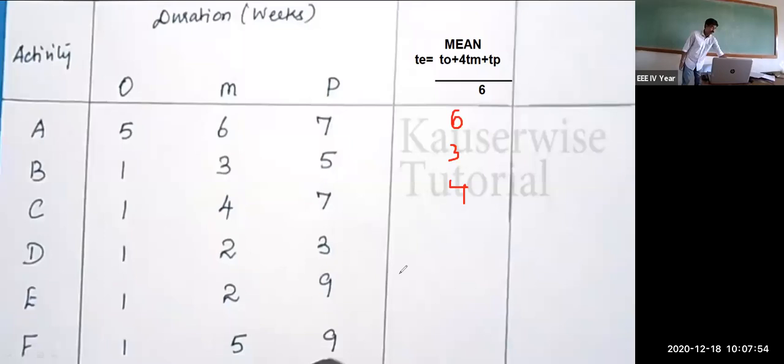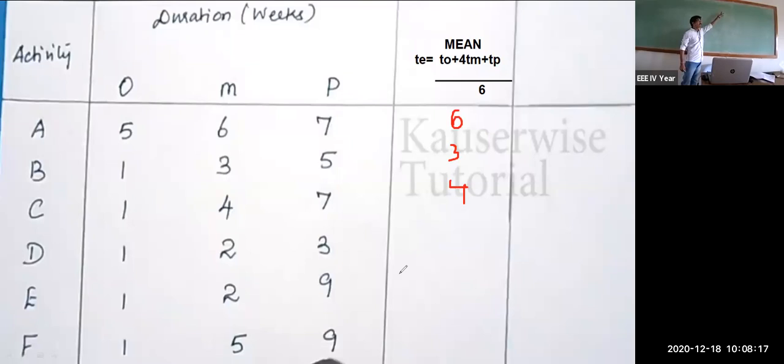So friends, now we got the mean value. And how are we calculating the mean value? We are calculating the mean value by this particular formula. T is equal to TO plus 4 into the most likely time plus pessimistic time by 6. So by that, we are getting all these values. So this is how you need to calculate the mean.